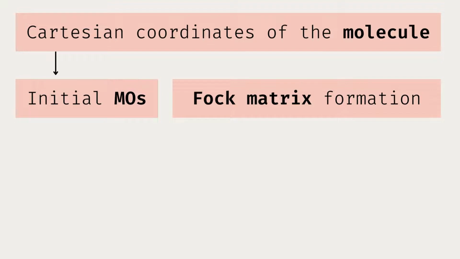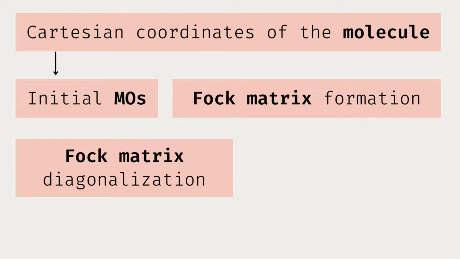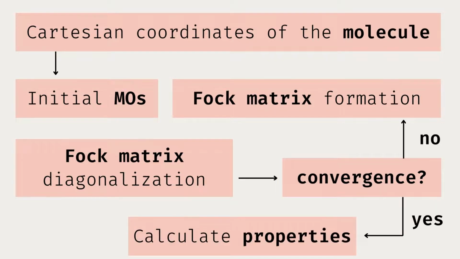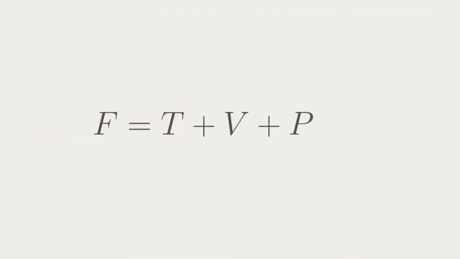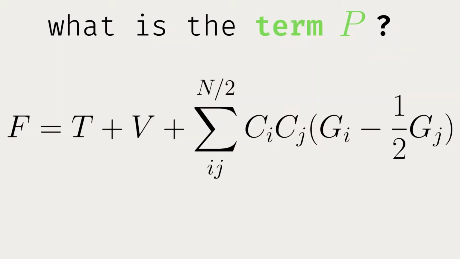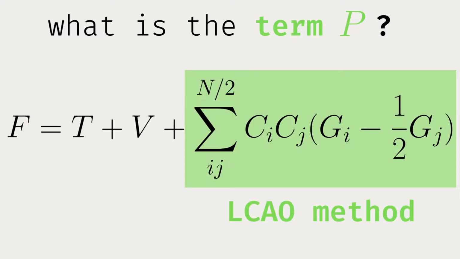Next, it is diagonalized. The algorithm then analyzes the convergence of the values obtained. If convergence is achieved, the energy can finally be calculated. If convergence is not achieved, a new Fock matrix is formed and the steps are repeated. The Fock matrix contains the sum of three elements: the potential energy, the kinetic energy, and the P element. The P element represents the linear combination of interelectronic repulsions, represented by the Coulomb matrix denoted by G.